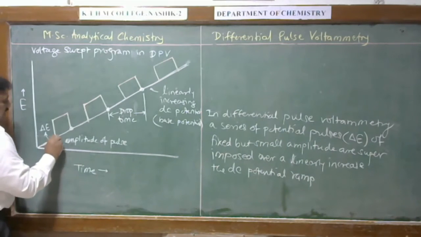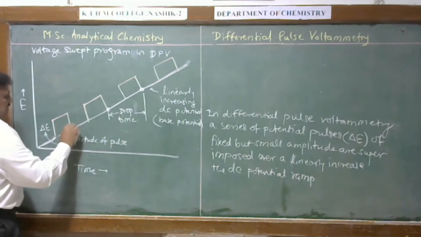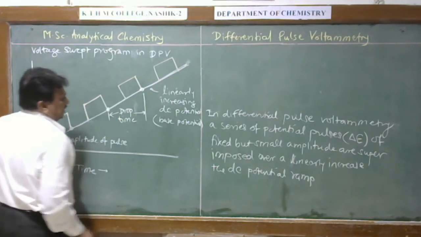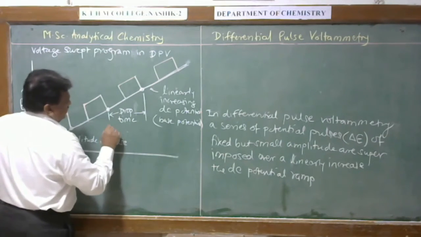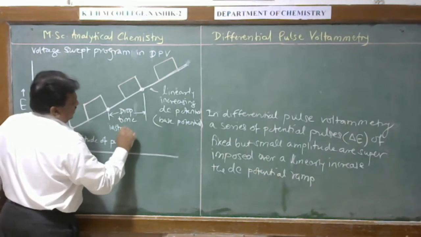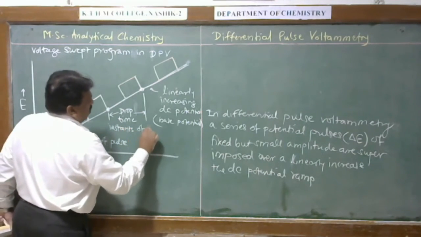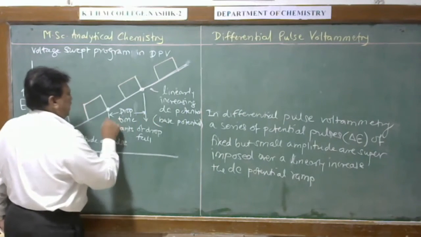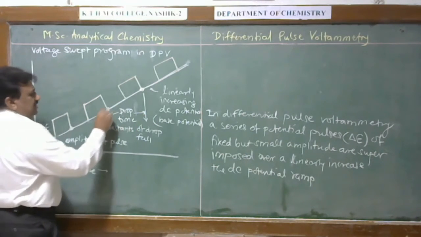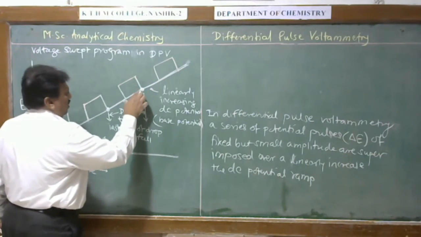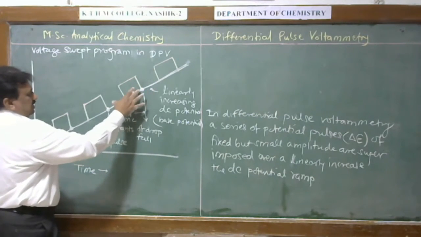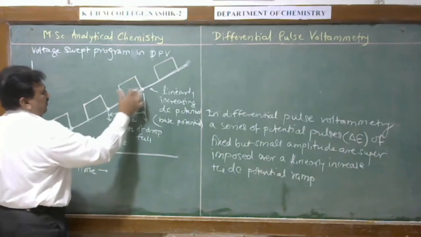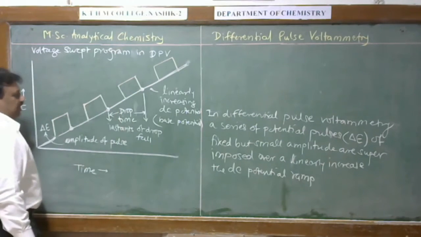In this case, pulse amplitude is fixed, but base potential is linearly increasing. These are the instants of drop fall. That means this point and this point. These are the instants at which drop falls in the solution, and this is a time interval, that is a lifetime of that particular dropping mercury electrode.